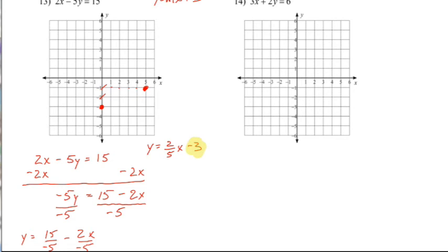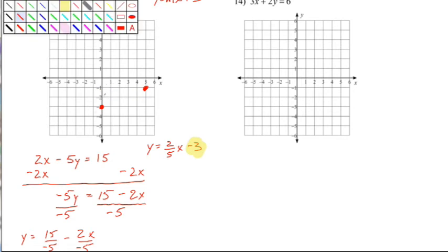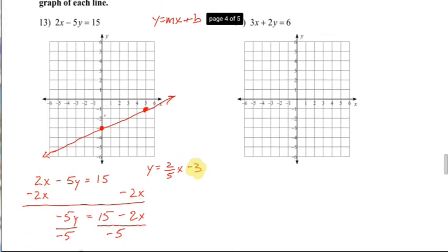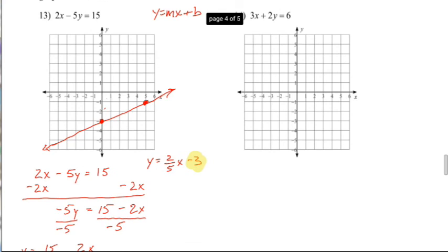I'll clean up these other hash marks that are in there. And I'm just going to draw a straight line through those 2 points. Hopefully that comes out sort of straightish. And I put an arrow on each end, and that's the solution to this particular graph. Pause the video, try number 14, and then resume the video to look at the solution.